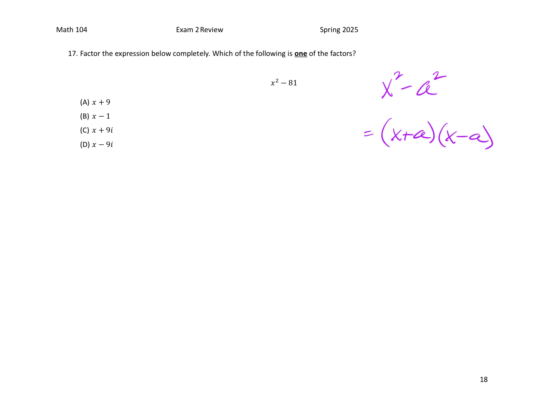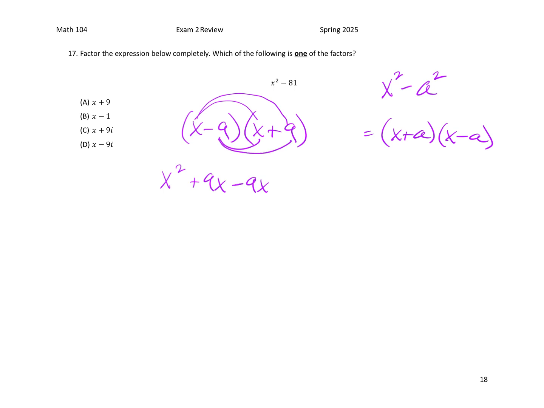So in this case, 81 is 9 squared, so this is going to factor to x minus 9, x plus 9. Okay. And we can FOIL it just to double check. So x times x is x squared. x times positive 9 is plus 9x. x times negative 9 is minus 9x. And negative 9 times positive 9 is negative 81.